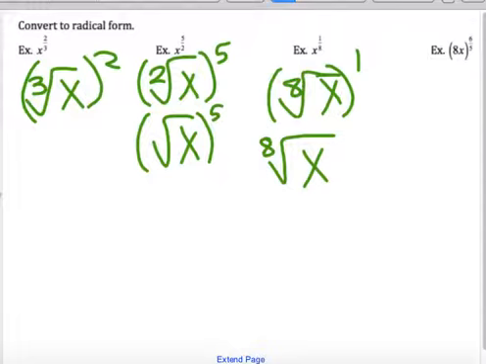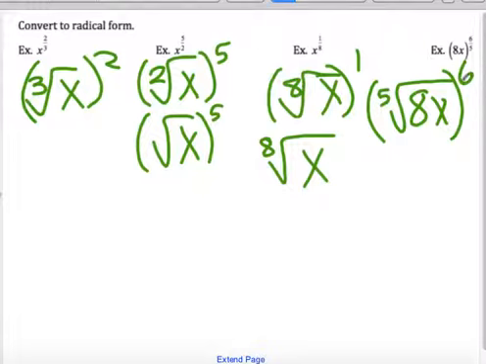Okay? And then that third one there, the 8x is in parentheses, so we know that it needs to go underneath the radical sign, the 5th root to the 6th power. Okay? So notice the directions there, convert to radical form.